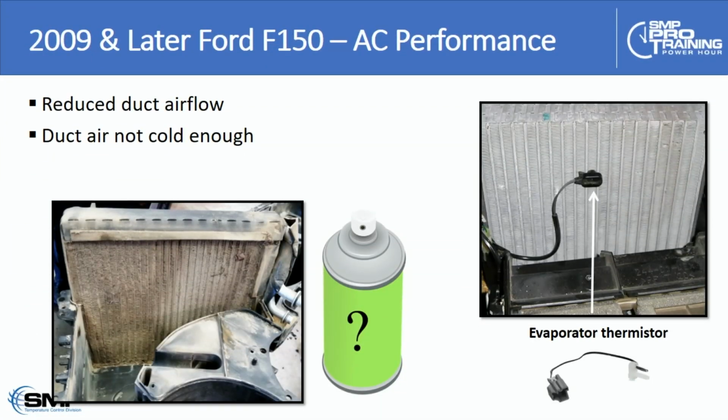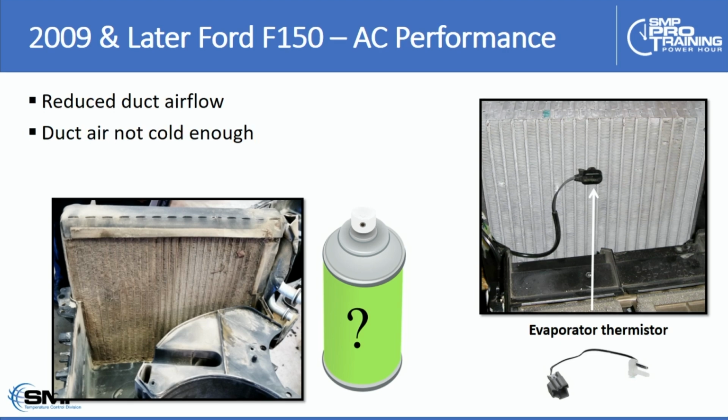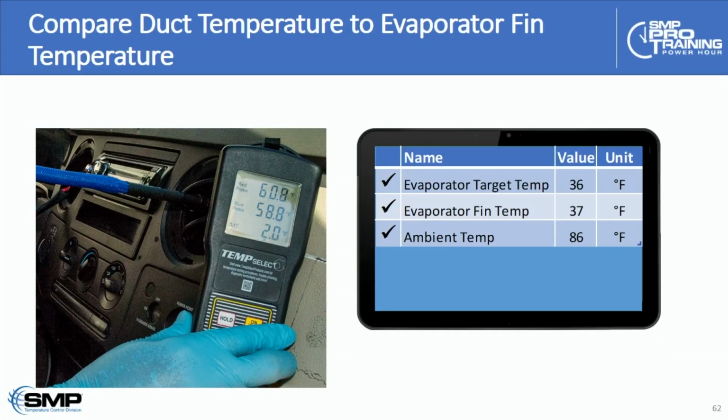So, some HVAC case service tips. 09 and later F-150s, they don't use a cabin air filter, and they're notorious, particularly in rough, dusty environments, for the evaporator being completely covered over, creating significant airflow restriction.